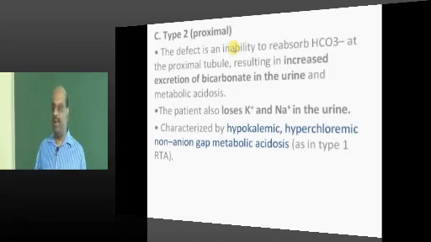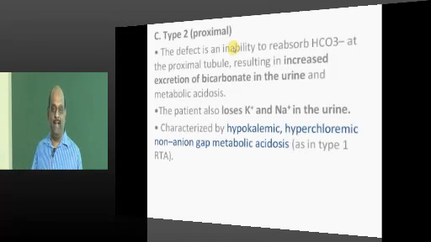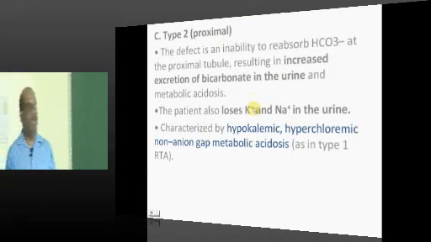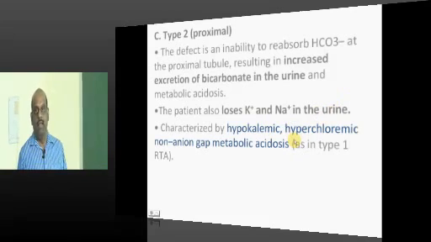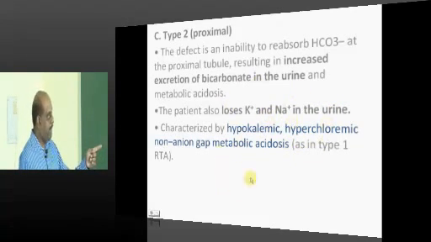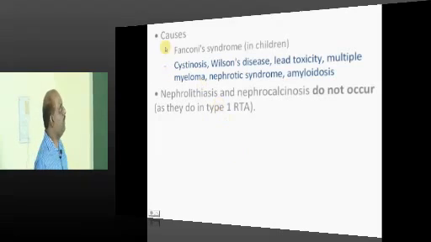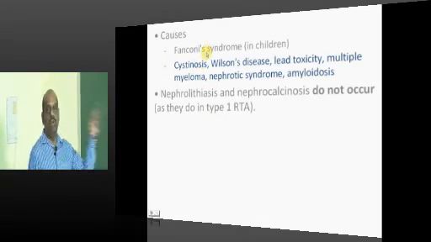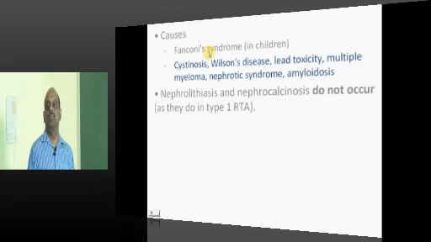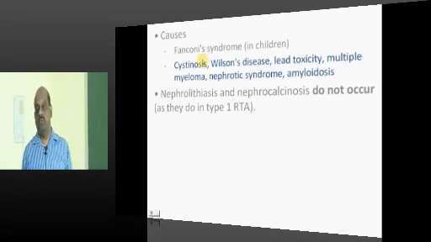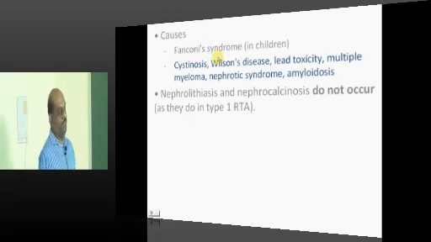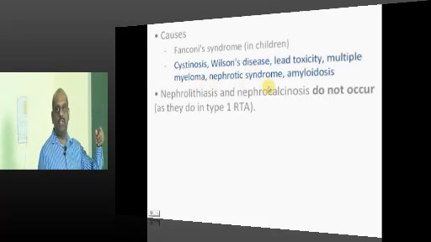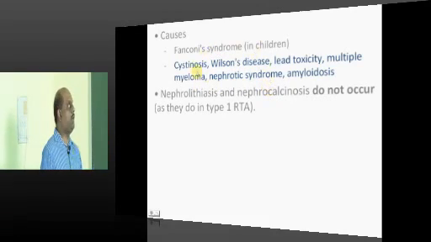If the mother is not there, you will not get food, you will not get anything in the house. So they lose bicarbonate into urine, they lose potassium, sodium into urine, they become hypokalemic, hyperchloremic with non-anion gap metabolic acidosis. In children, one of the common causes leading to a proximal RTA, which is called type 2, is the Fanconi syndrome.